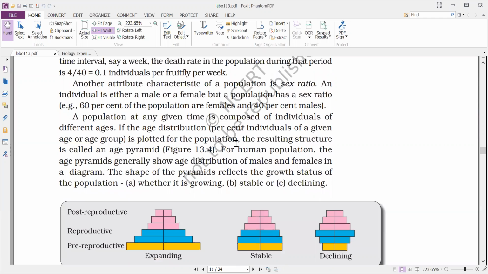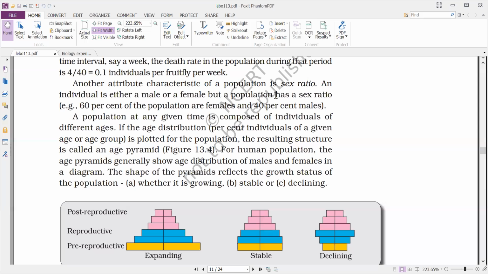And next, another attribute, a characteristic of population, is the sex ratio. That is the number of males to females or number of females to males. An attribute characteristic of a population is the sex ratio, because in animals we find both male and female separately, mostly. Only a few are exceptions. So the sex ratio has to be maintained. Then only the population can be maintained. An individual is either a male or a female, but a population has a sex ratio.